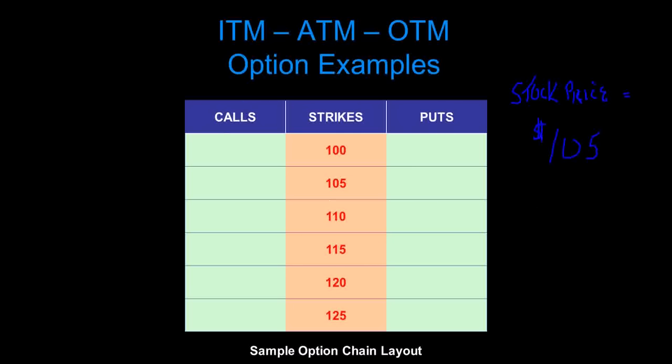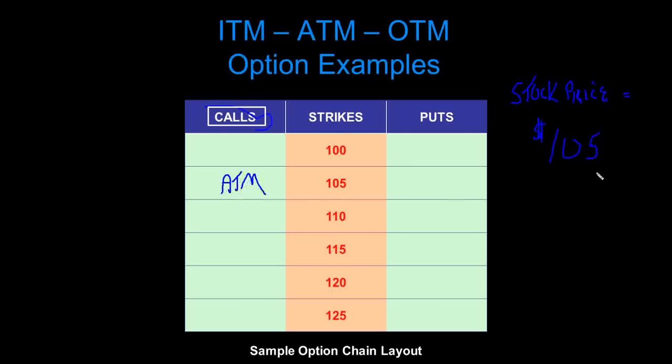So if the stock price is $105, then for the calls right here, I want to pick an at the money call. Well, for an at the money call, I just come down here to the strikes and I say, oh, this one right here. So this is an at the money call. All right, so it's very simple. The strike price equals the stock price, so it's at the money. So that's where we are.